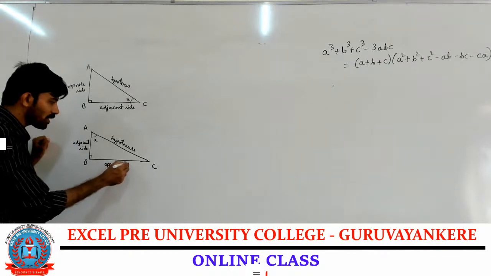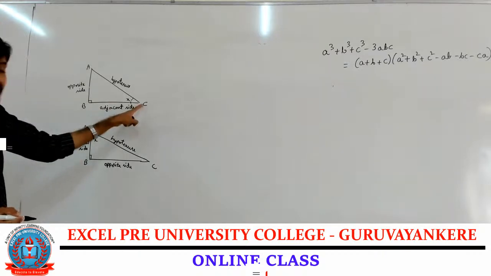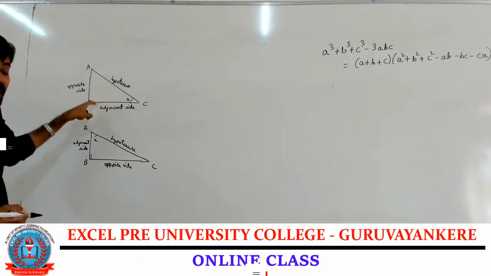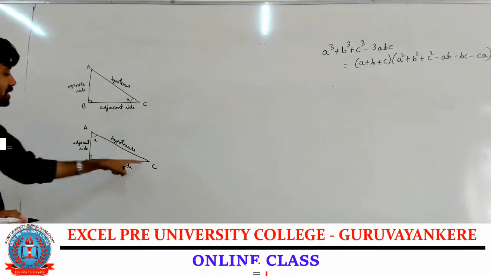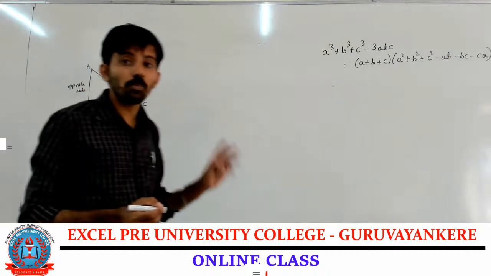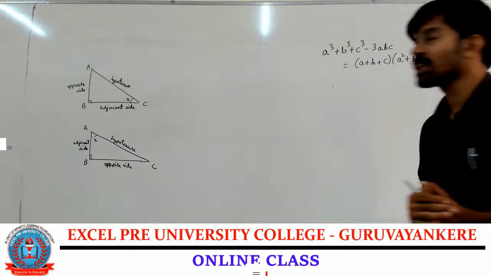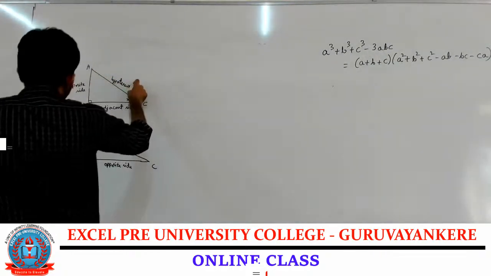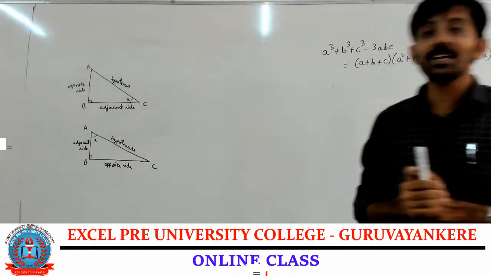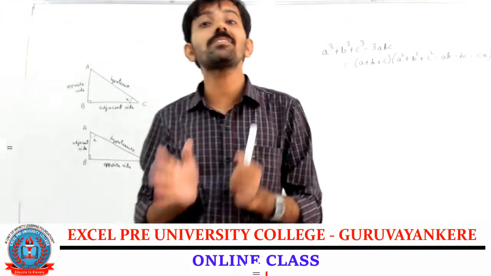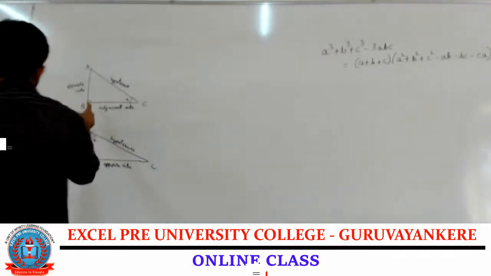So it depends upon the angle x. If this is the angle x, then the adjacent side is BC and the opposite side is AB. If this is the angle x, then the adjacent side is AB and the opposite side is BC. So the adjacent side and opposite side depend upon the angle x. But the hypotenuse is fixed. Hypotenuse is the longest side of a right angle triangle, and it is the side opposite to the right angle.